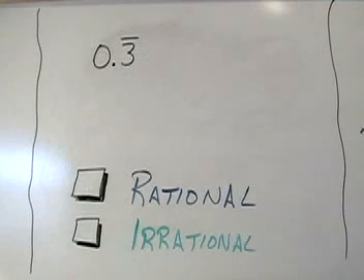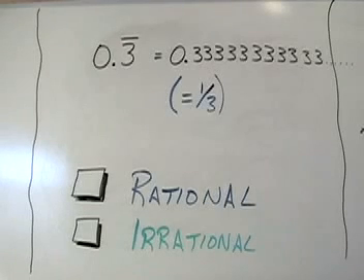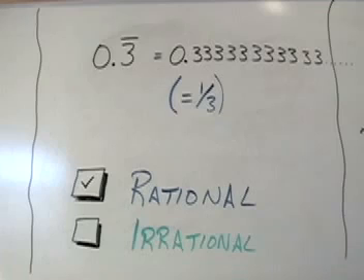Let's look at 0.3 repeating. This means 0.333 and so on. The 3's never stop. Well, this fraction is equal to 1/3. You may or may not recognize that. I can write 0.3 repeating as a fraction, so it is also a rational number. Any fraction that repeats or has any sort of pattern is going to be a rational number.